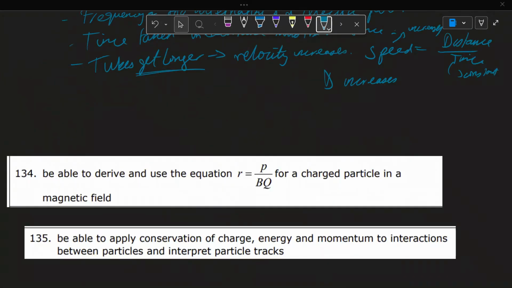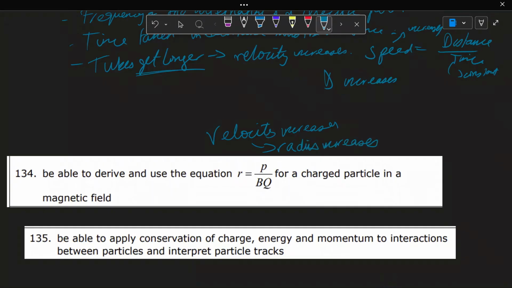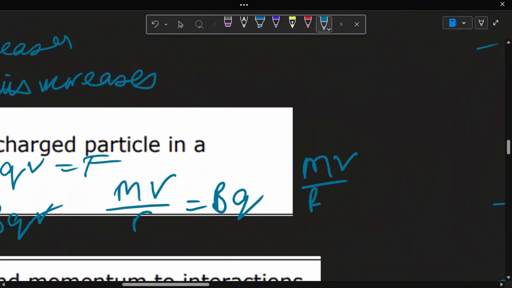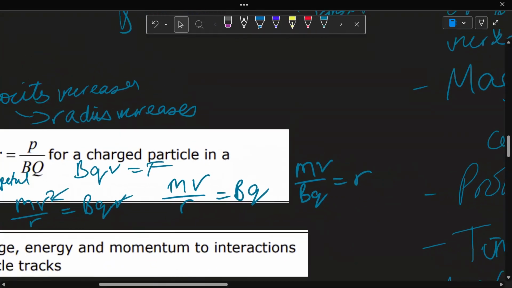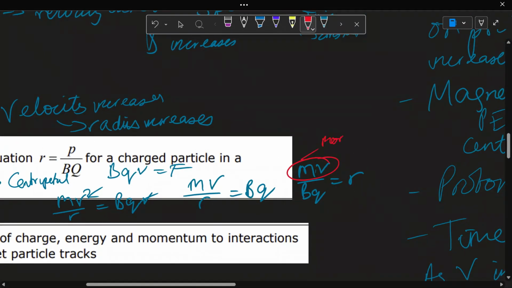Okay, so we mentioned before that as velocity increases, the radius of the path is going to increase as well. Now we're going to learn why. So you have F equals mv squared over r. That's our centripetal force. Our force in the magnetic field is BQV. Just set those equal. mv squared over r equals BQV. You cancel out one of the v's, so you have mv over r equals BQ. mv over BQ equals r. So this proves that as velocity increases, radius is also going to increase. But what is mass times velocity if not just momentum? So we can prove that r is equal to momentum over BQ.